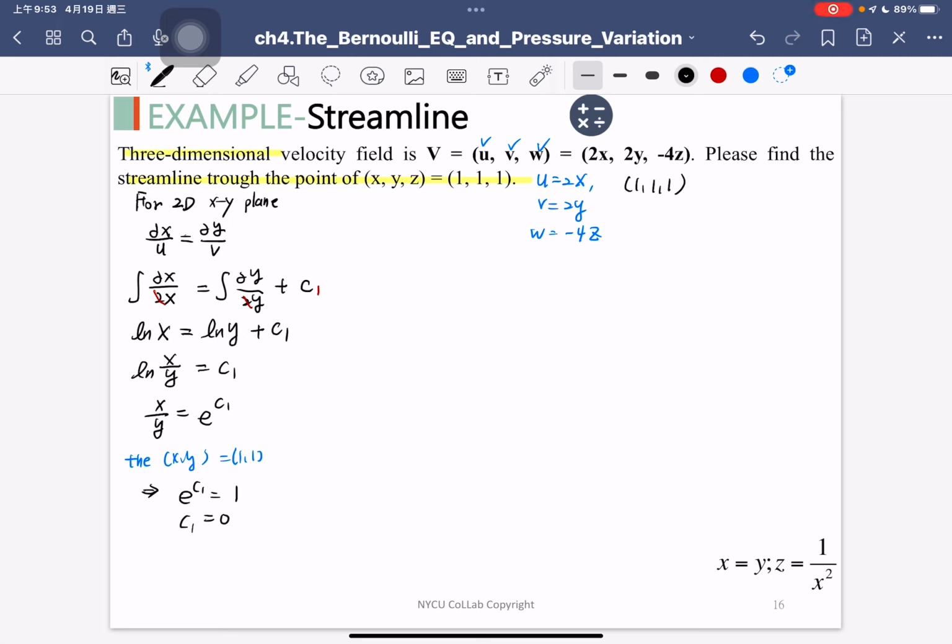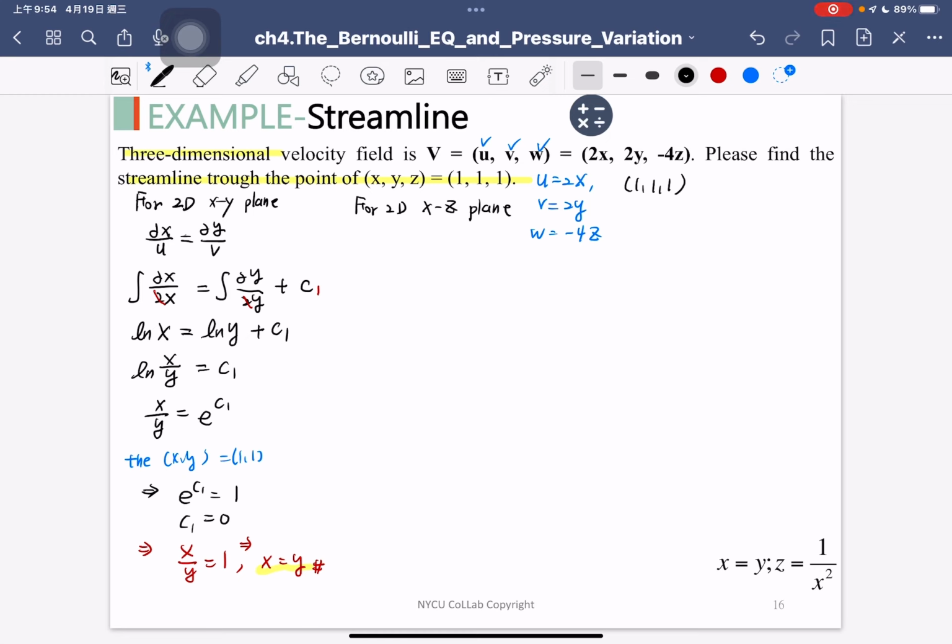So what's our final stream function for the xy plane? The answer finally is x divided by y always equal to 1. And then we know that x is equal to y, right? So if we consider a 2D plane at xy, we can say that x will equal to y. This is our stream function located at the xy 2D plane. So second, I'm wondering to move to a different plane. Right now we had the 2D xy plane, but now I can change to the xz plane.